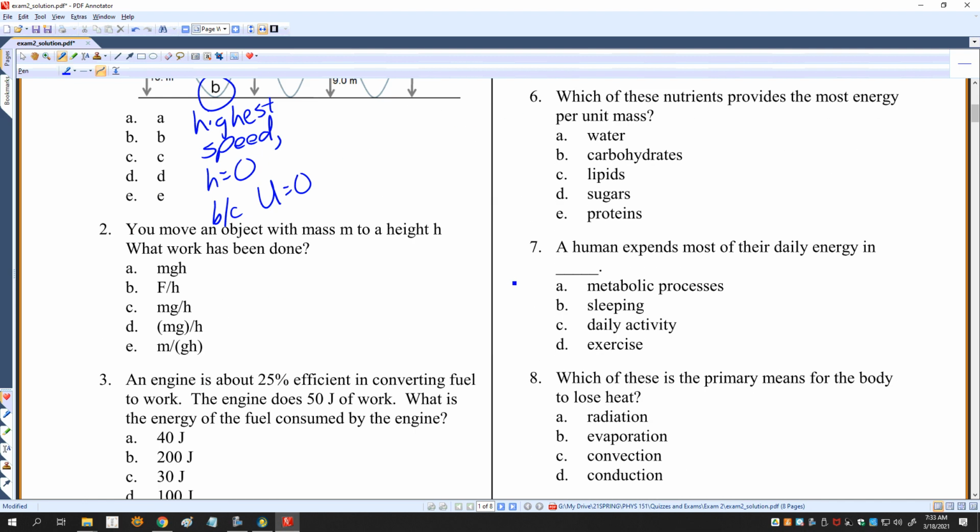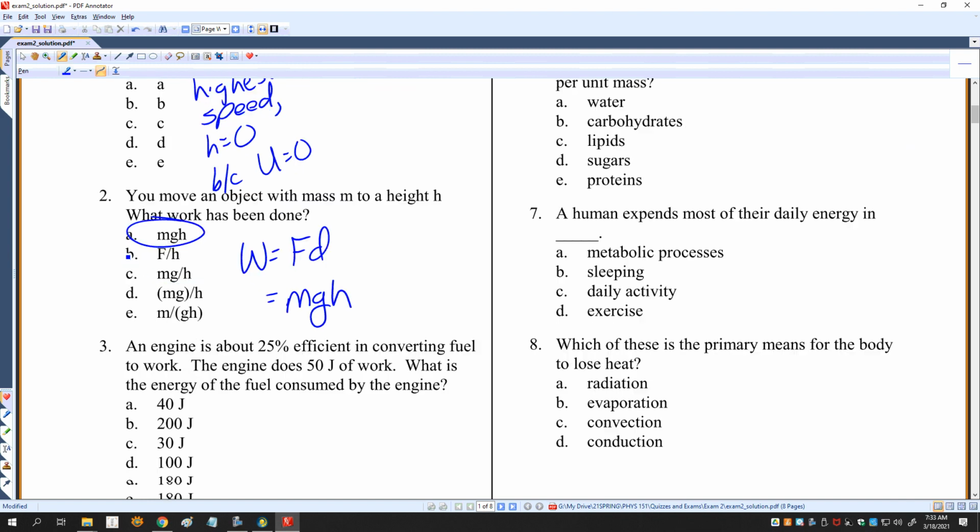You move an object of mass m to a height h. What work has been done? Work is equal to force times displacement. Your force is your weight, and your distance is your height. That was from the notes.